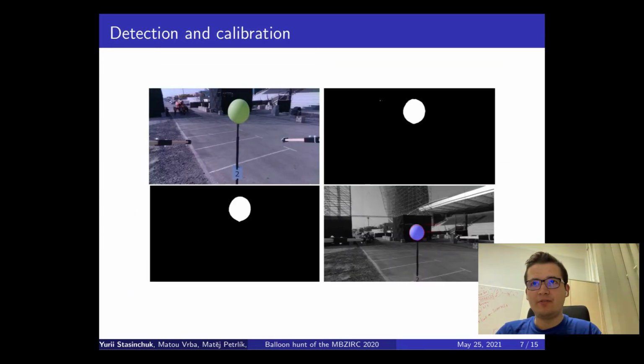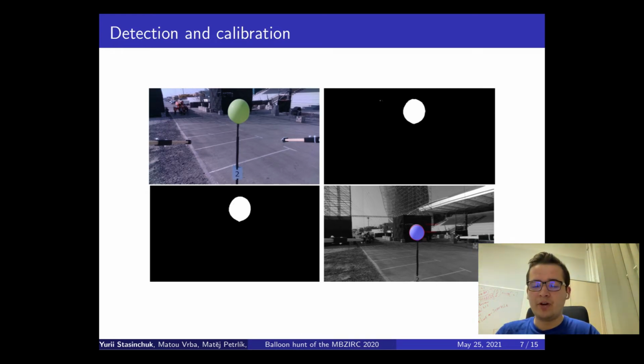Although the task is simplified and we only need to detect a colorful balloon with a known shape, a known size, and probably a known color, like a known shade, the problem is that with every change of light, we don't actually know the shade of the color. It changes with the light, and the conditions at the competition and in the different areas that we were testing were different, and you cannot get the same balloon. So the solution was to it.